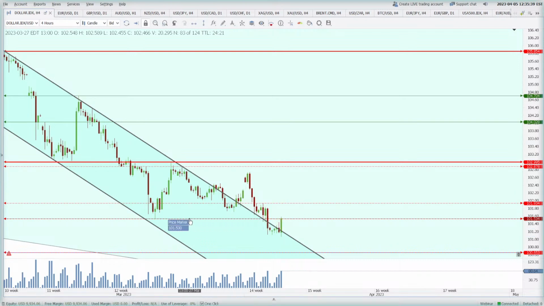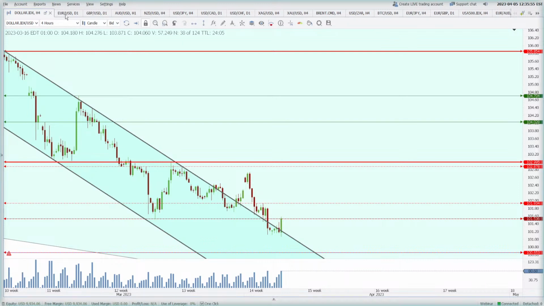Also, the price right now is trading at the resistance. Now this previous support which has been broken, I think this should be acting as a resistance. So this is the first resistance, 101.53. After that we have 101.93. On the lower side we have a support at 100.65.